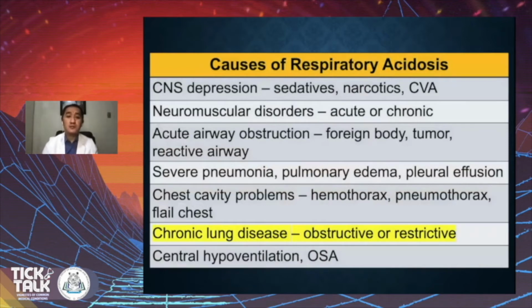These are the diseases that can cause respiratory acidosis. You have CNS depression from sedatives, narcotics, or cerebrovascular accident, neuromuscular disorders, acute airway obstruction by a foreign body, tumor, or reactive airway, severe pneumonia, pulmonary edema, pleural effusion, and chest cavity problems like hemothorax, pneumothorax, or flail chest, chronic lung disease like obstructive or restrictive lung disease, and central hypoventilation or OSA.